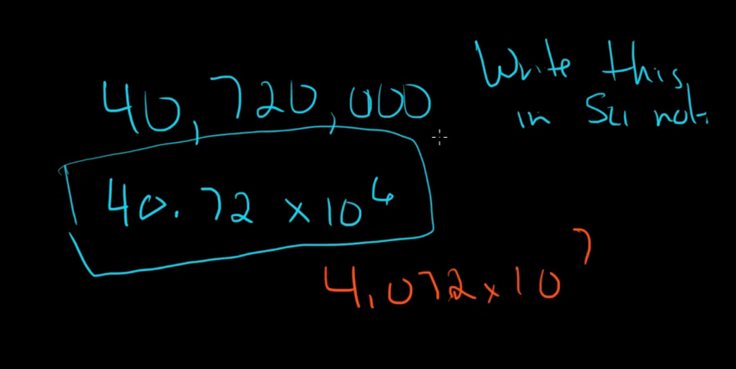Well, let's see. Here's what we have to do. Where's our decimal right now? It's right here, right? So let's count over. 1, 2, 3, 4, 5, 6, 7. Yes, indeed. Because remember, that decimal has to be a number greater than 1, less than 10. This is 40, right? Doesn't qualify. 4 does. So this is exactly right. London, you're exactly correct. It's 4.072 times 10 to the 7th. That is the answer to that question. Does everybody understand that? Okay, makes sense? Who has a question?